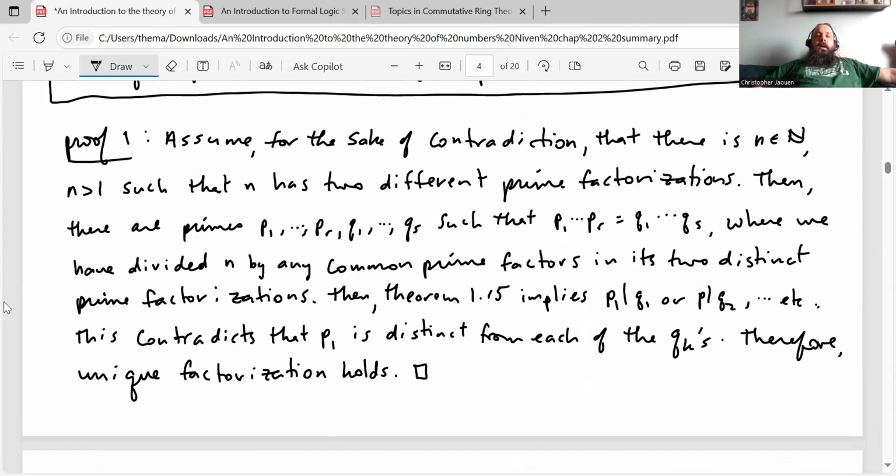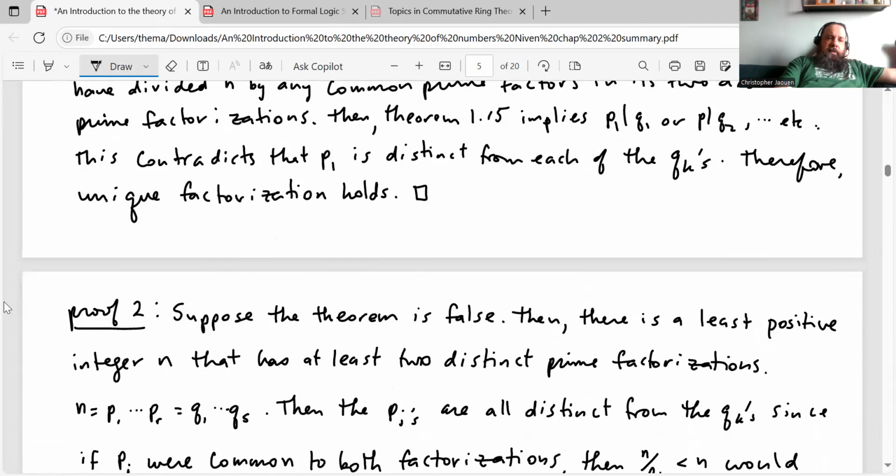Assume for the sake of contradiction that there is a natural number n, where n is greater than 1, such that n has two different prime factorizations. Then there are primes p1 through pr, q1 through qs, such that p1 through pr equals q1 through qs, where we have divided n by any common prime factors in its two distinct prime factorizations. Then theorem 1.15 implies p1 divides q1 or p1 divides q2, etc. This contradicts that p1 is distinct from each of the qk's, therefore unique factorization holds. That's proof one. And then there's another proof of the same theorem.